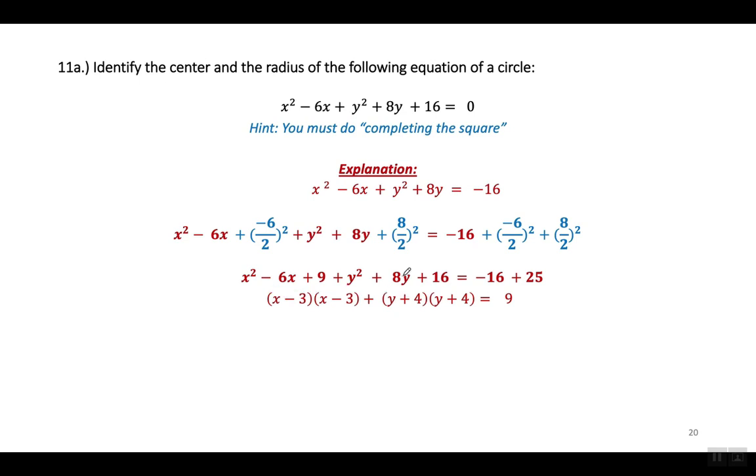Right? Because when I factor them, look what I get. This part factored is x minus 3 times x minus 3. And this part factored is y plus 4 times y plus 4. And that allows me to write it in this form, which is now the standard form of the equation of a circle. And now I can identify what's the center and what's the radius of the circle.